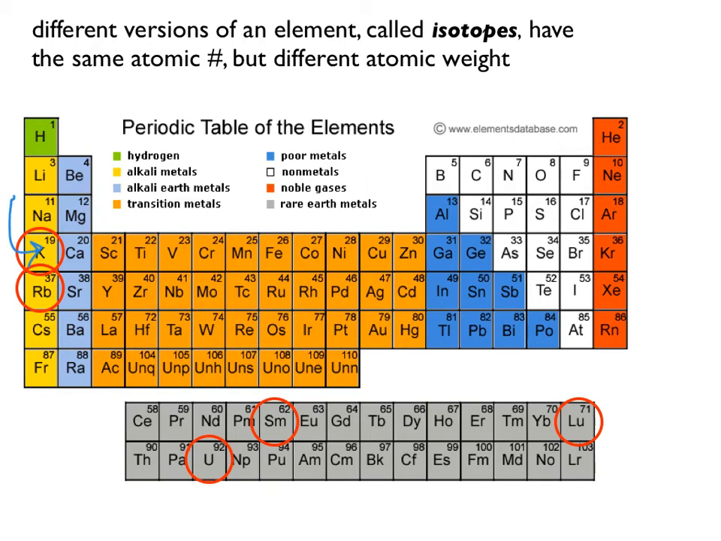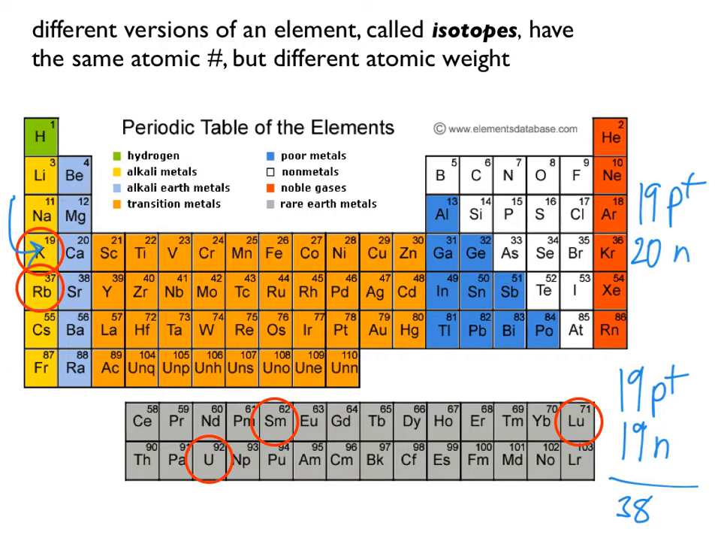If the potassium atom has 19 protons and 19 neutrons, then the atomic weight of the potassium is 38. But if the potassium has 19 protons, which by definition it has to have, that's what makes it potassium, and say 20 neutrons, then its atomic weight is 39. So potassium can have different isotopes that have these different atomic weights depending on how many neutrons it has in its nucleus. The same is true for all of these other elements that are circled here.